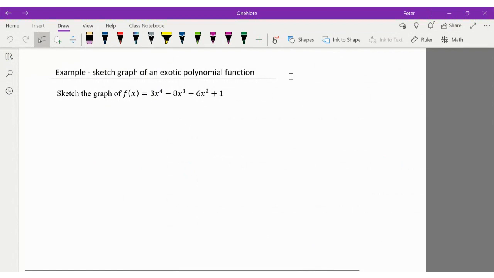So let's sketch the graph of an exotic polynomial function. Exotic is not some sort of term of art. I'm just saying this is a not very everyday kind of polynomial function.